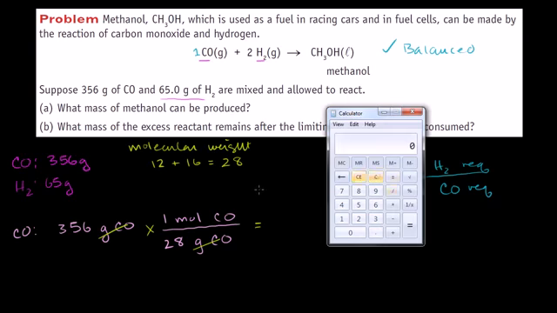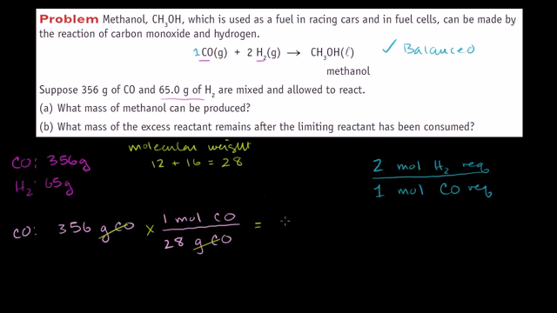So let's figure what that is. That's 356 divided by 28, right? That's essentially what we're doing. Divided by 28 is equal to 12.71. Let's just say 12.7 moles of carbon monoxide.